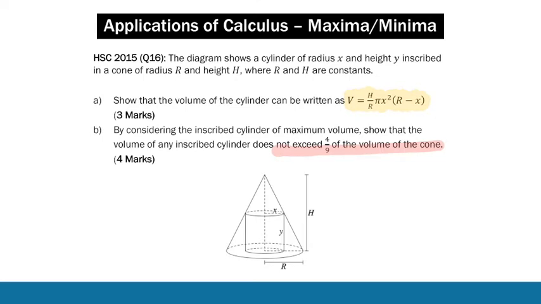Notice that this is worth 7 marks. This is a lot of marks to be getting in 1 question in a HSC exam. 3 and 4. 3 marks essentially on geometry and 4 marks on applications of calculus. This is a lot. If you don't get this question, it's a really high chance you're not going to get a band 6. So really important. Let's look at how to approach it.